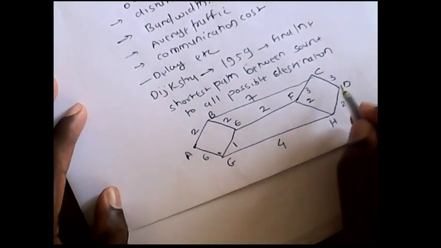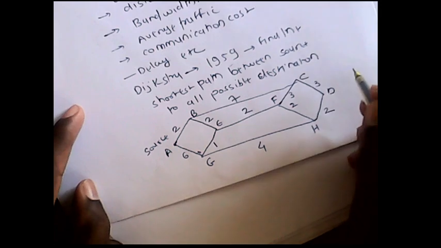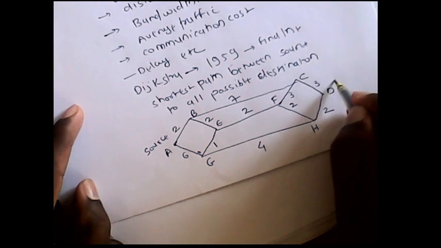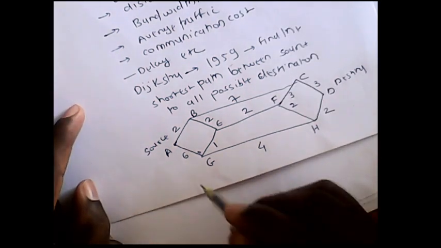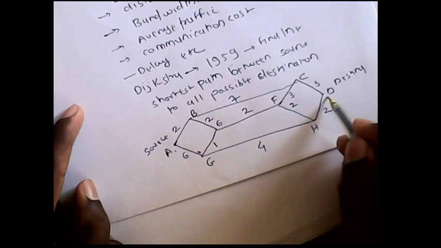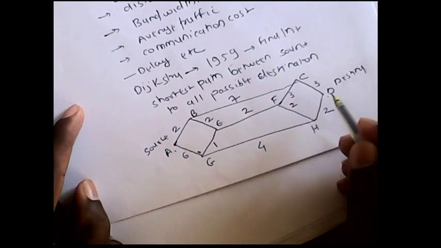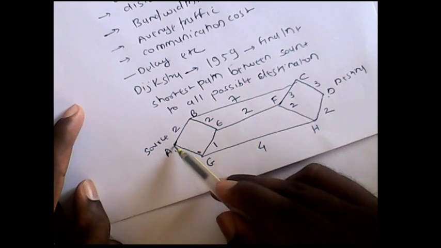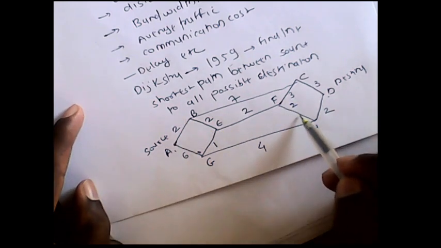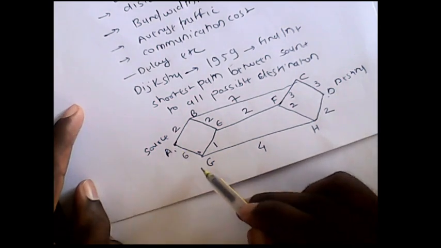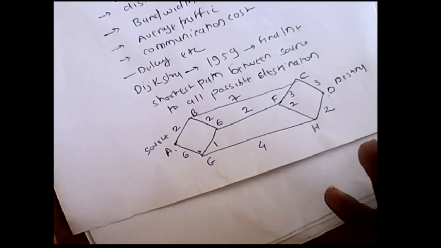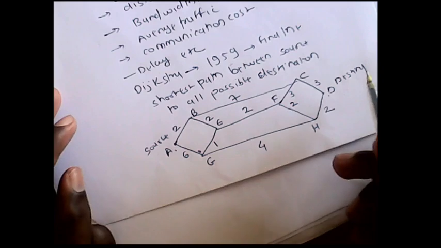Consider an example: A is the source and D is the destination. I want to send a packet from source A to destination D. There are various routes available: A, B, E, C, D, or A, B, C, D, or we can select A, C, E. Then how can we find the shortest path from point A to point D?